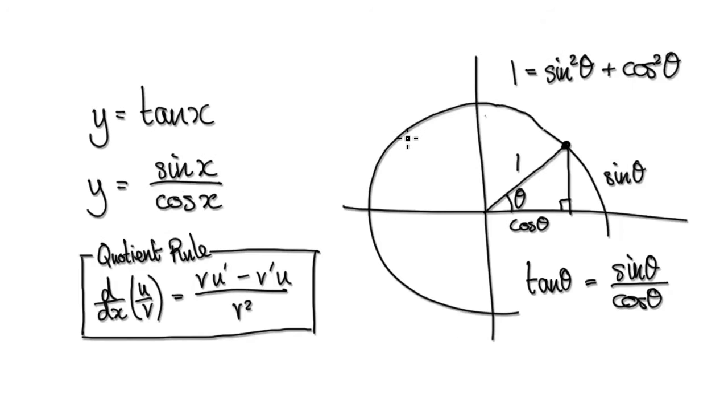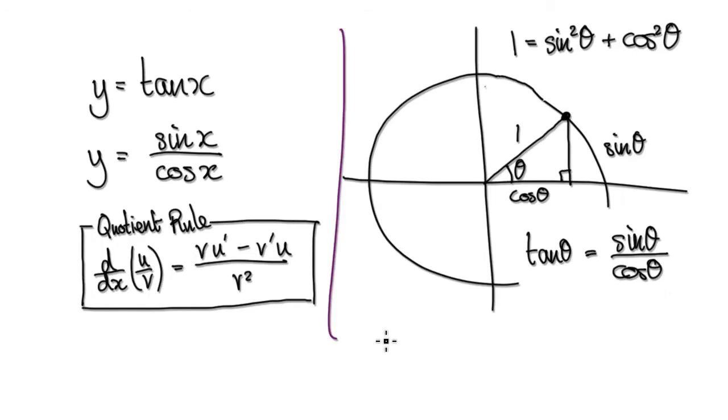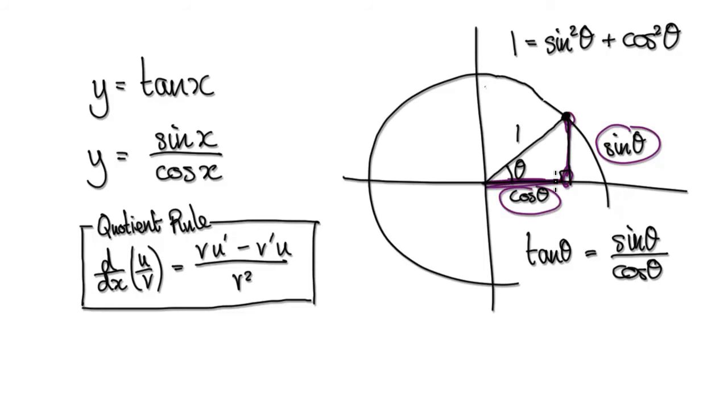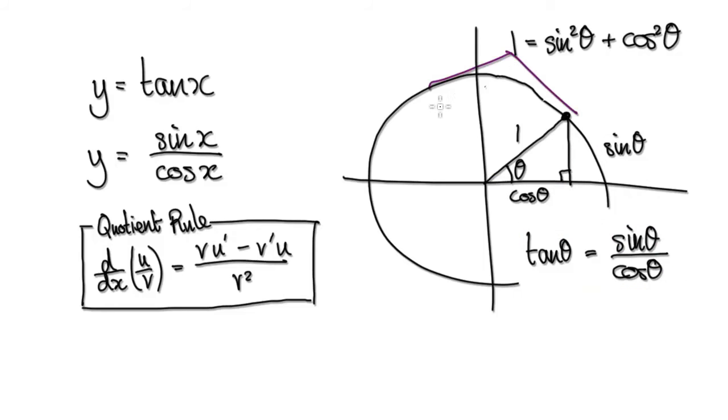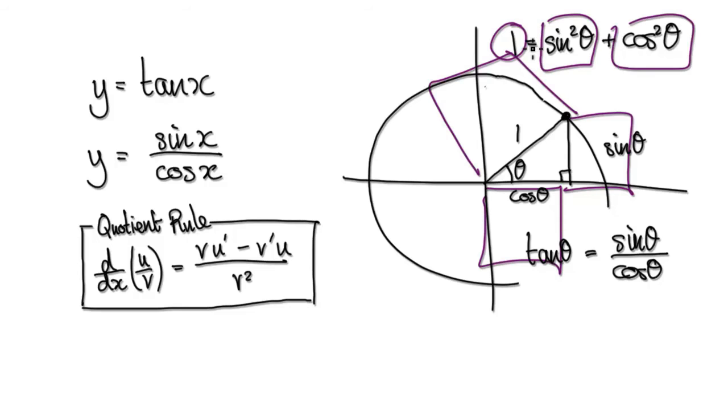To differentiate tan of x, I'll require you to already know this. We've seen this in the past. When you have a circle of radius 1, the height here is sine theta, the base here is cos theta, and then tan is this thing here. Tan theta is the height, which is sine, divided by the base. I require you to already know this. And using Pythagoras, remember Pythagoras, the big square is the same as this square plus this square here. So I require you to already know this.